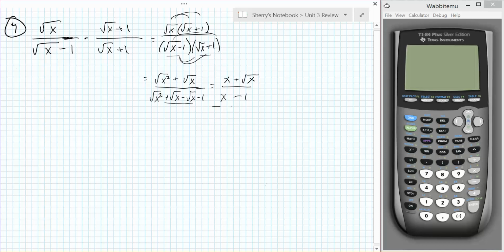At this point, this is going to be our final answer. The denominator has no square roots in it anymore. The top has just been simplified as much as we can, and we cannot do any canceling at this point because there's a plus in the numerator and a minus in the denominator, so that's all that we can do.